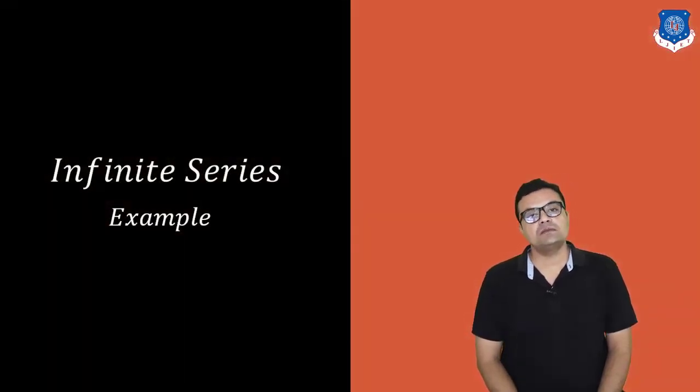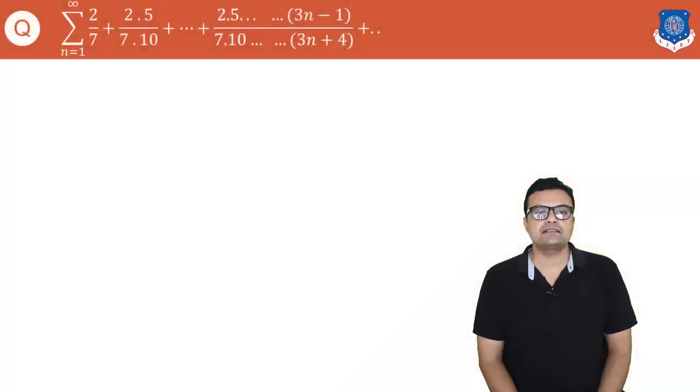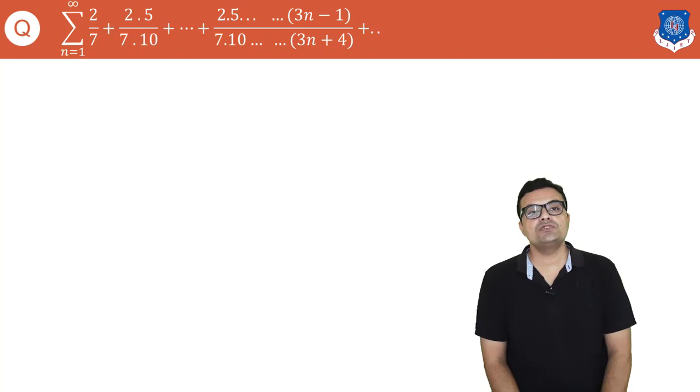Now let us see example of this Raabe's test. Suppose we have this infinite series defined by 2 by 7 plus 2 into 5 upon 7 into 10 plus and so on up to 2 into 5 into so on up to 3n minus 1 upon 7 into 10 into so on up to 3n plus 4 plus and so on up to infinity. So this type of infinite series are quite difficult to handle by any of our regular tests.